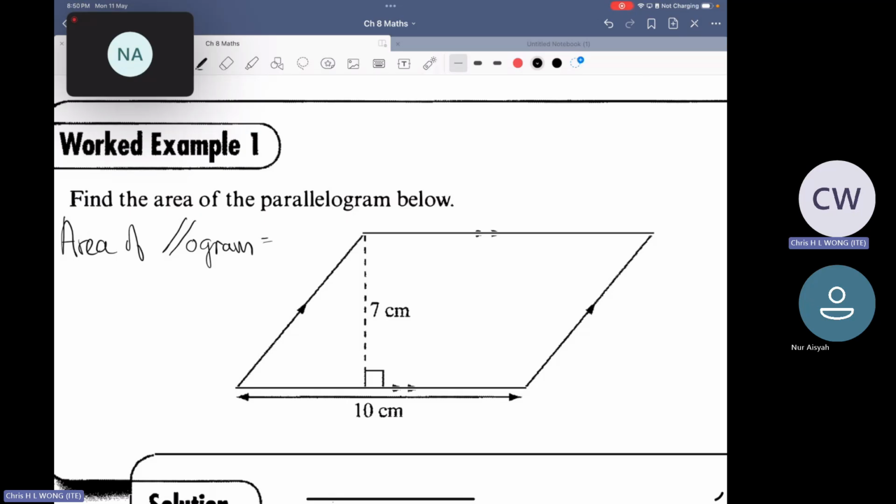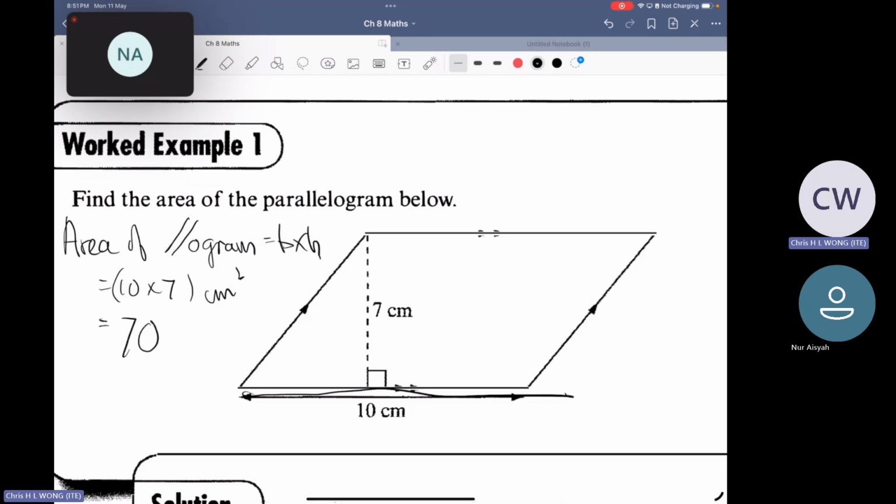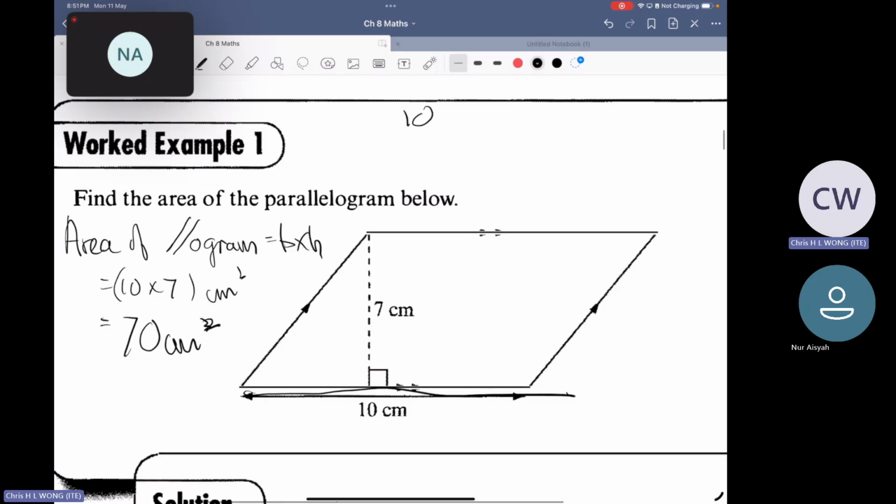Base times height. This is the base. This is the height. Equals to 10 times 7, right? Equals to 10 times 7 cm. Cm times cm gives you cm square. 10 times 7, 70 cm square. How come you get a square? Because this is 10 cm times 7 cm, cm times cm. That's why you have a cm square. That's the reason, right?